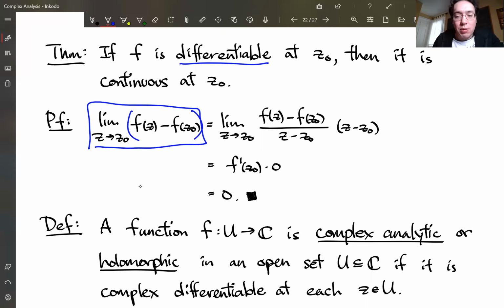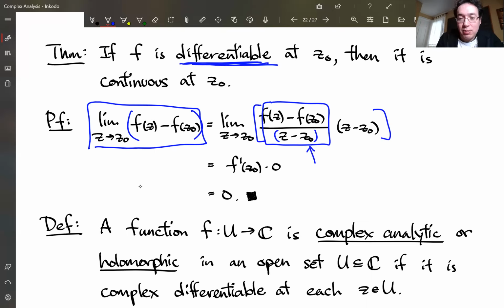What we could do is multiply and divide by z minus z0. Okay, so I'm multiplying top and bottom by z minus z naught. I'm doing that so I get an expression here that looks like a difference quotient. And if you take the limit, we know the limit exists because it's differentiable. That's given in the hypothesis. So this part has a limit. It approaches f prime of z naught. And this part also has a limit.